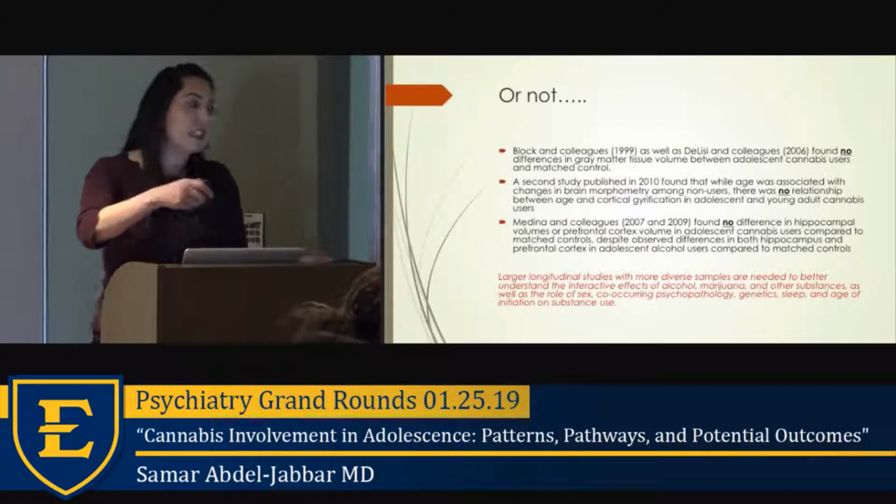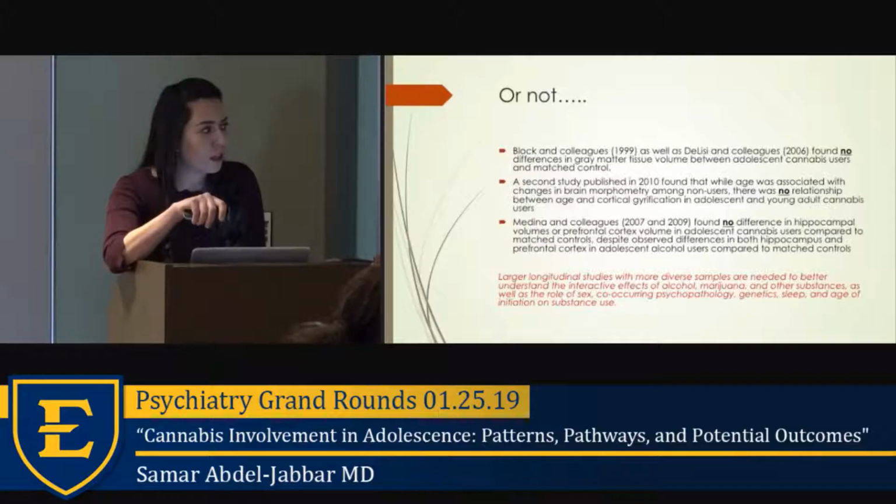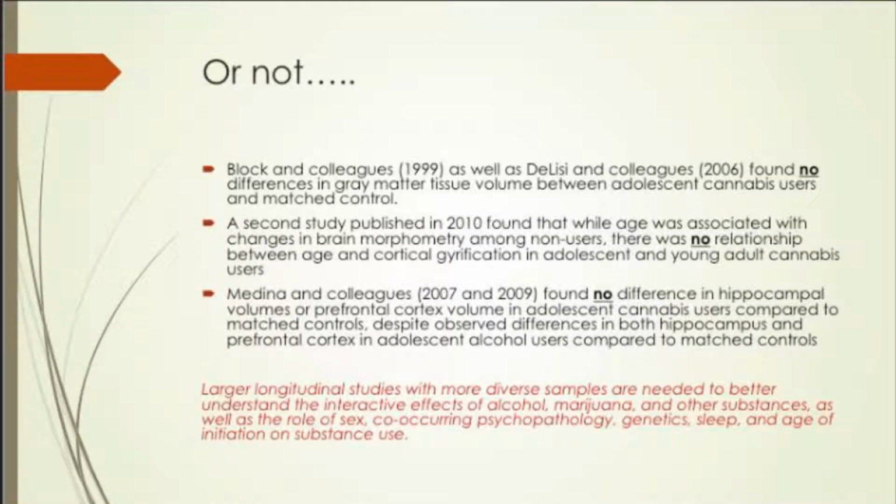So definitely there is a need for a larger longitudinal study with a more diverse selection of people, also considering other roles: the sex, psychopathology, genetics, sleep, and the onset of substance use. Some of them had onset later, in adolescence, maybe around 15 or 16, versus a 13-year-old.